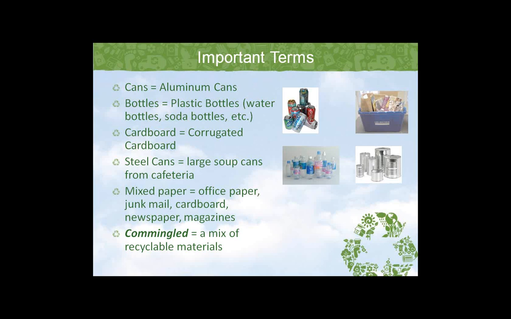Steel cans would most likely come from the soup or vegetable dishes that the cafeteria would be making. And mixed paper would include white paper, magazines, newspaper, paperboard shoe boxes, and things like that. And then commingled material would include all of this, listed above, put into one container. It could also be called single-stream recycling.